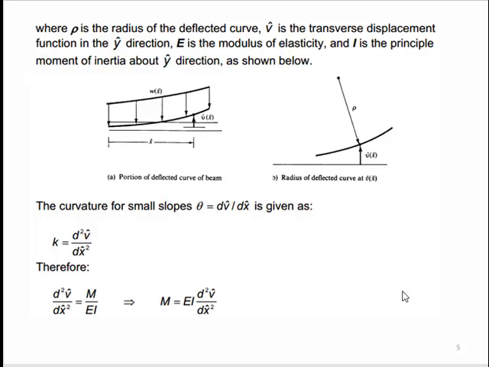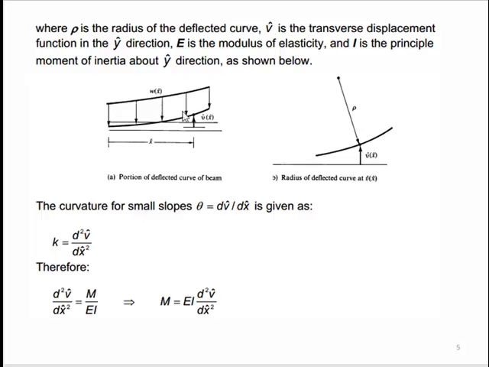All right. So where rho is the radius of deflected curve or elastic curve, v hat is the transverse displacement function in the y direction. E is the modulus of elasticity, and I is the principal moment of inertia about y. This is basically a typo. This is actually about z direction as shown in the figure below.